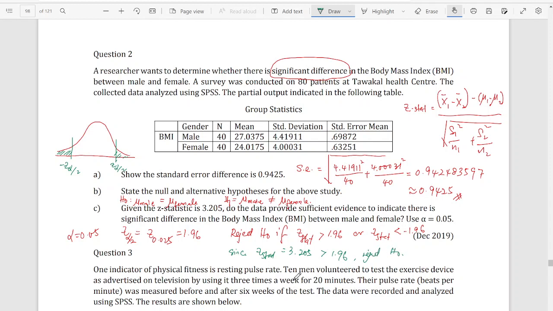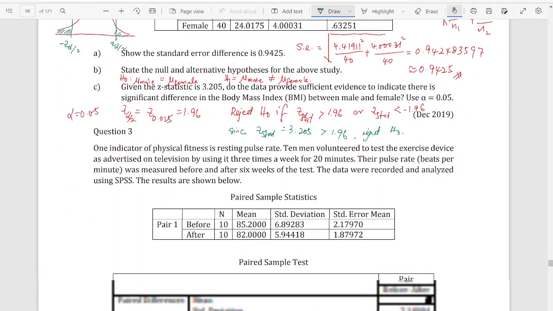Okay, you reject H0. So kalau you reject H0, apa maksudnya tu? So conclusion kita adalah there is enough evidence to indicate that there exists significant difference in body mass index between male and female. Okay, itu soalannya untuk kita identify the result. Boleh? So that is for the second question. Okay. Any questions so far?